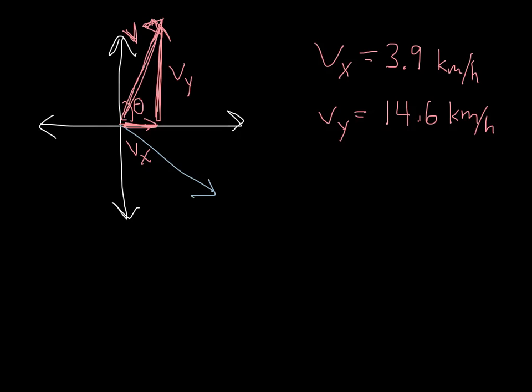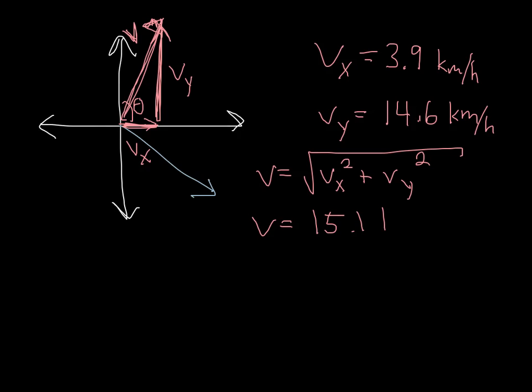So I have an angle in there. How can I find what V is? If I know Vx and I know Vy, V equals the square root of Vx squared plus Vy squared. Where did we get that from? Pythagorean theorem. How long have we been doing Pythagorean theorem in here? Since the first day. Forever. Plug in your numbers, find that V is equal to 15.1 kilometers per hour. That is the magnitude of the velocity of this boat.